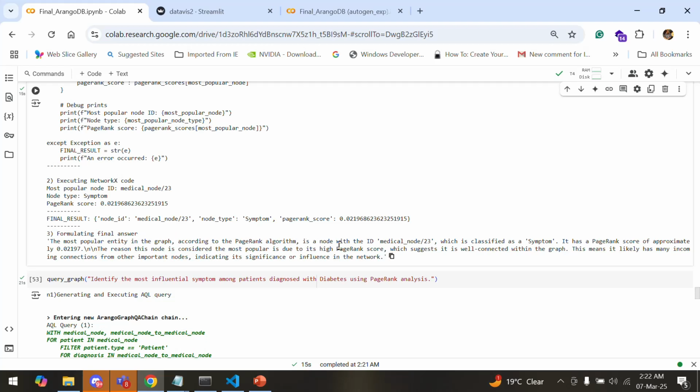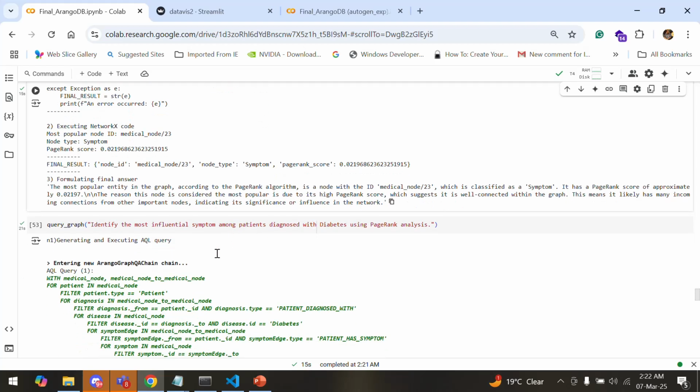the PageRank algorithm is a node with ID medical this, which is classified as a symptom. It has a PageRank score of approximately this, and is considered the most popular due to the PageRank score, which suggests it is well connected within the graph. This means it likely has many incoming connections from important nodes, indicating significance or influence in the network.